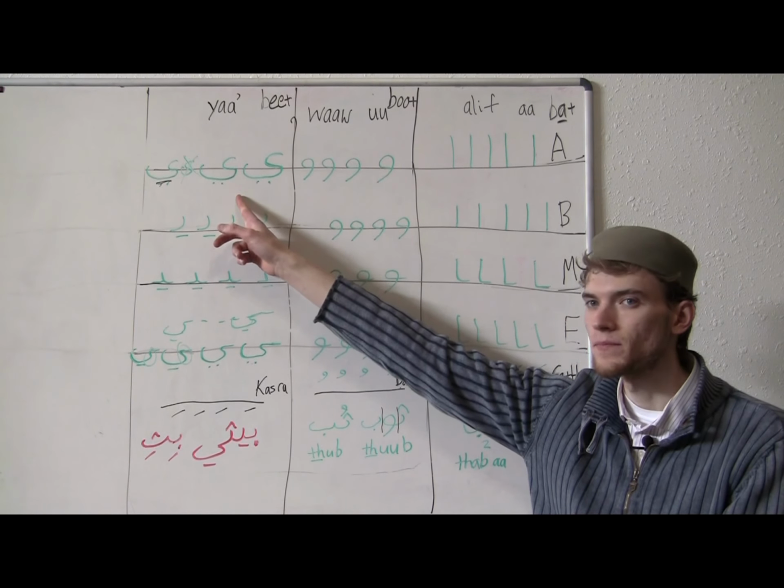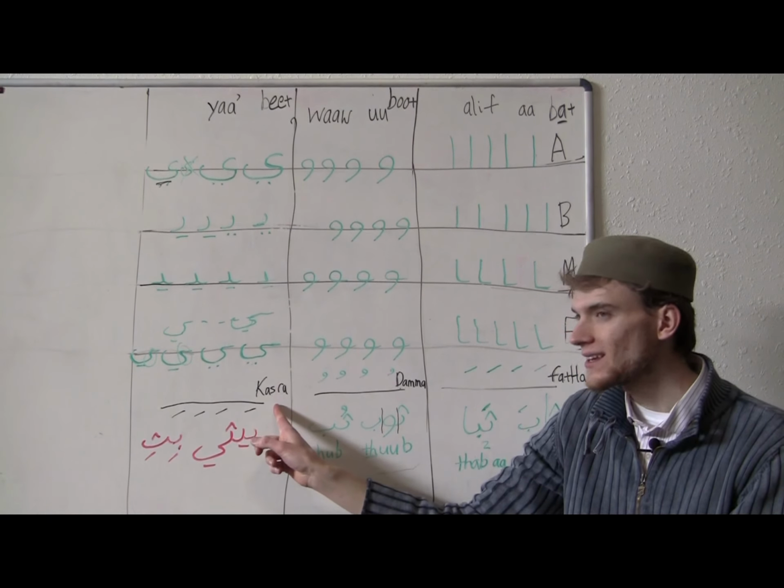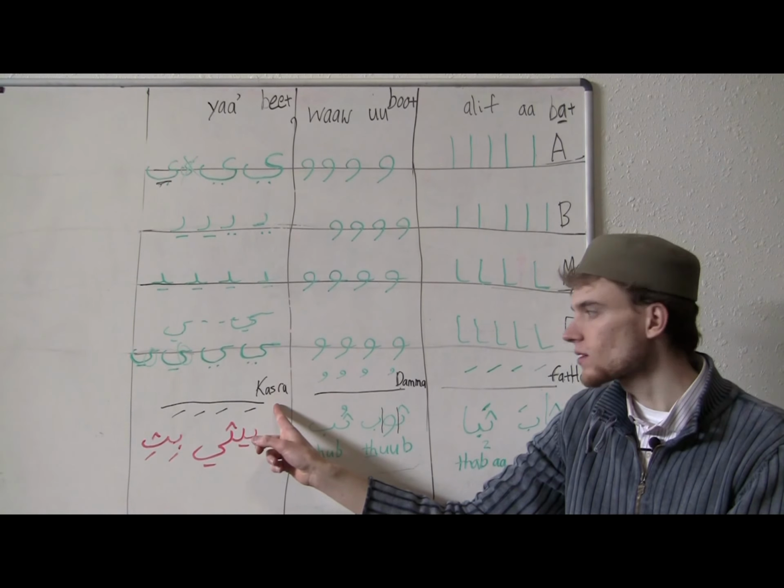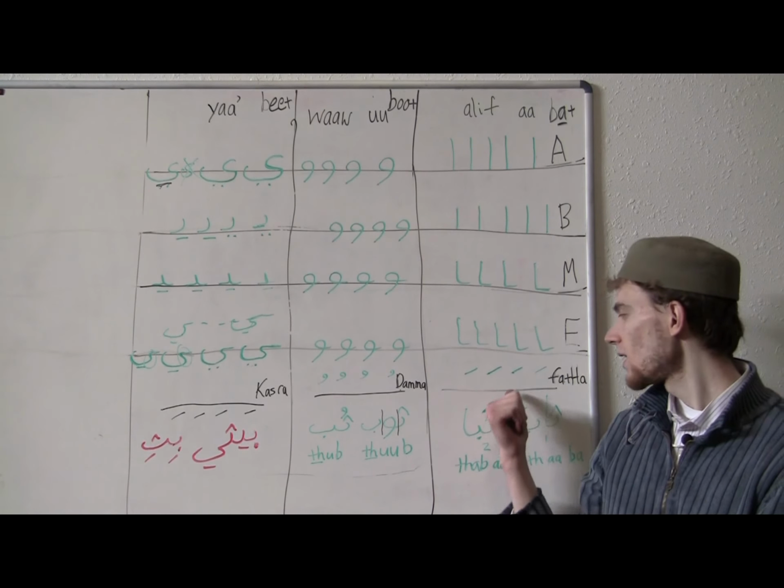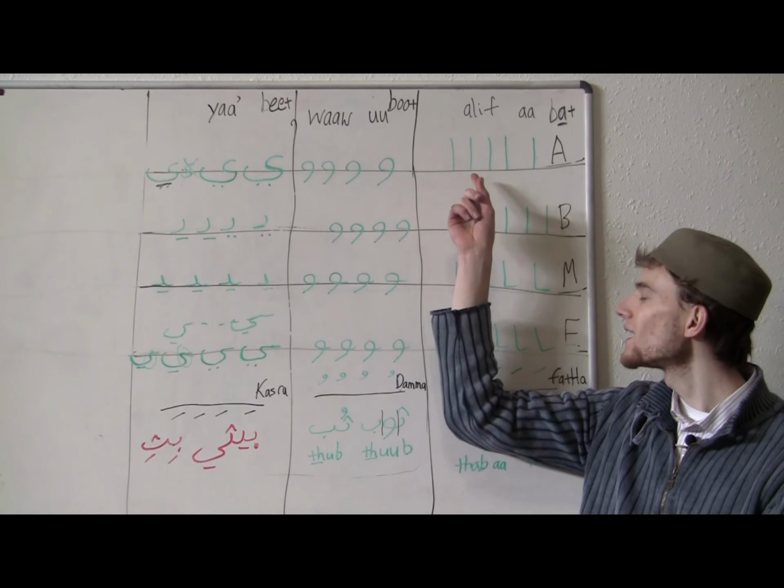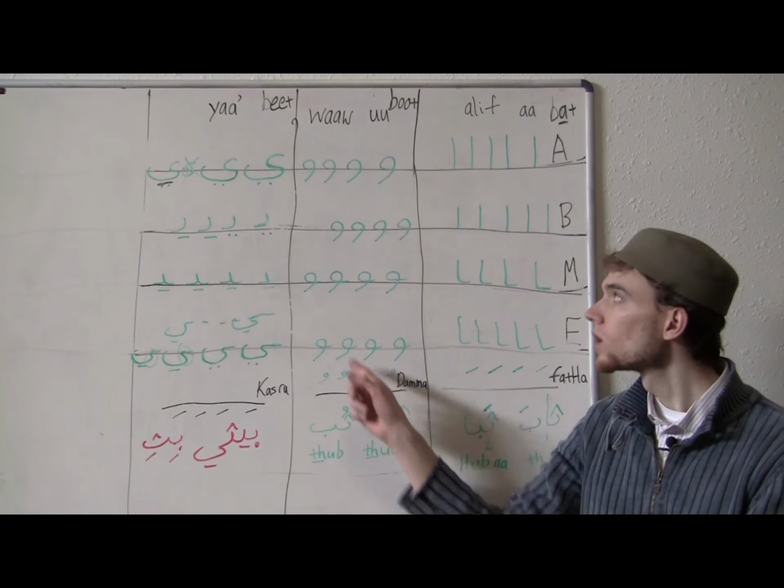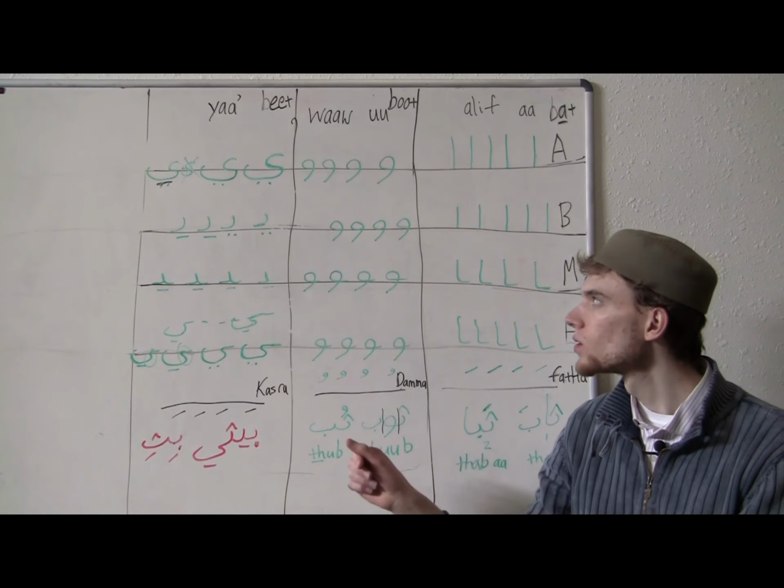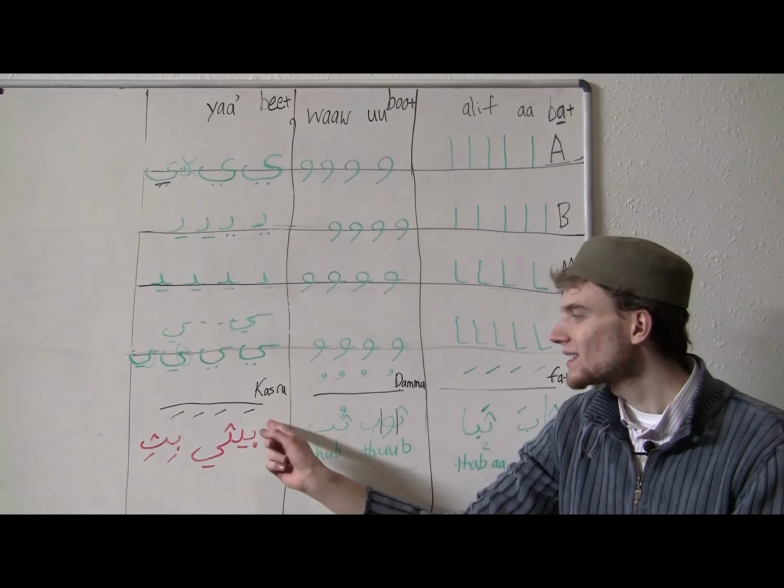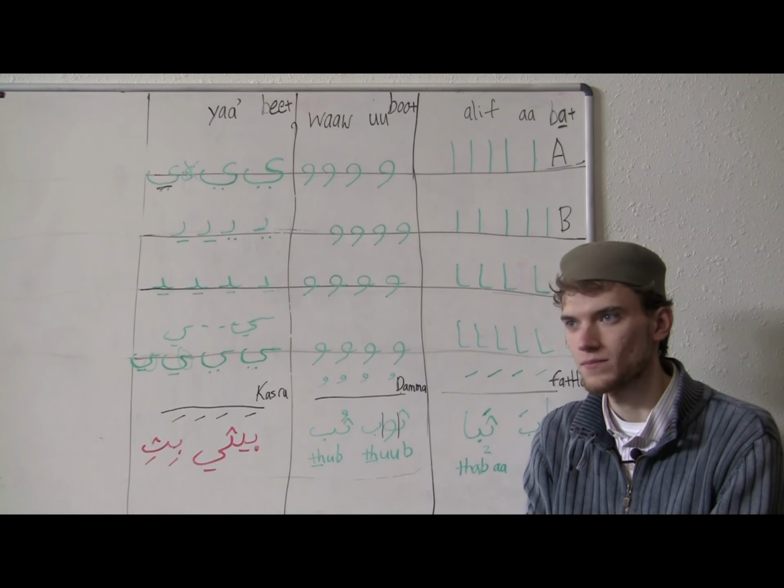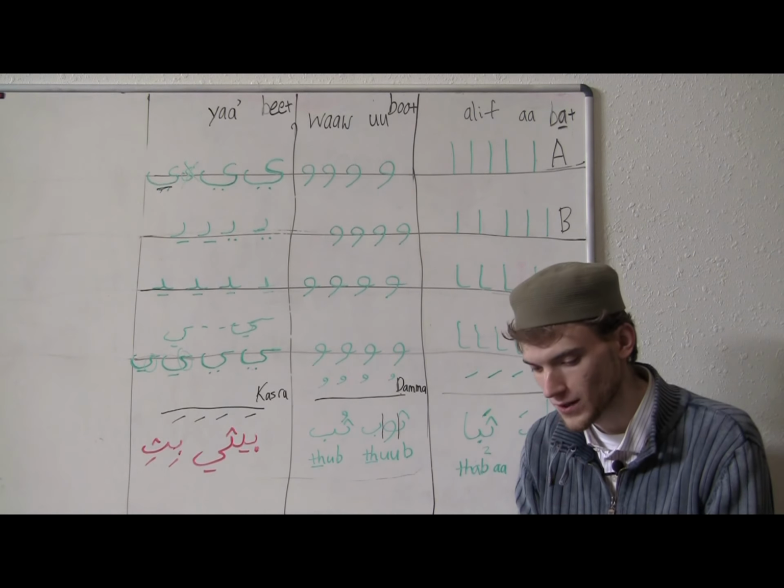Ya, i. Kasra, i. So we have a, a, a, u, u, u, i, i, i. Okay. Any final questions?